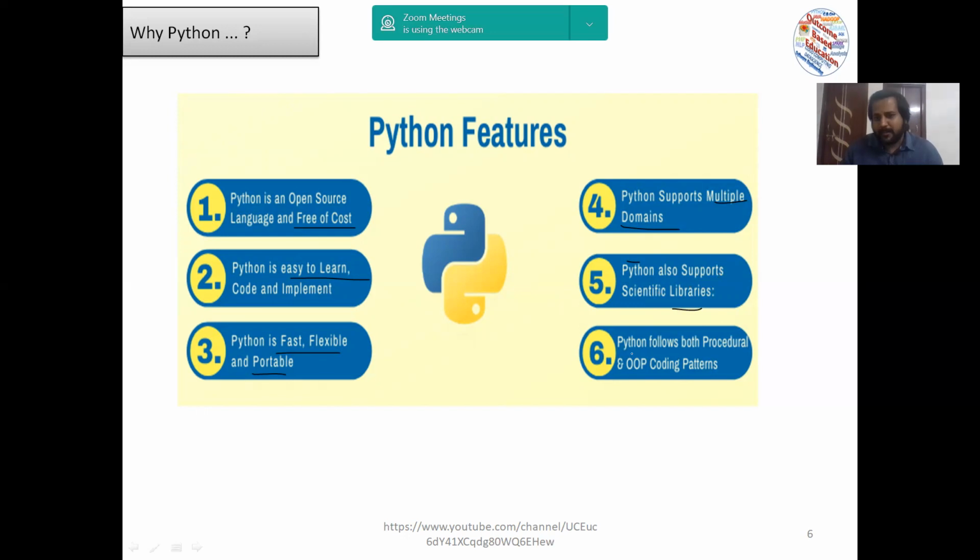And Python follows both procedural and OOP coding. OOP means object oriented programming. We will see in the next lectures what this procedural language is and what this object oriented programming coding is.